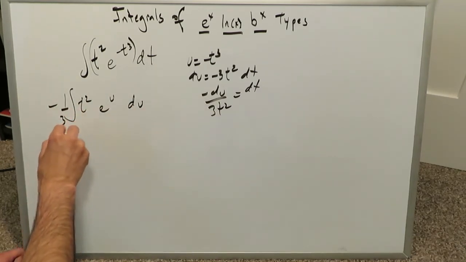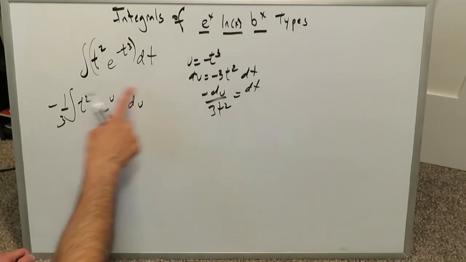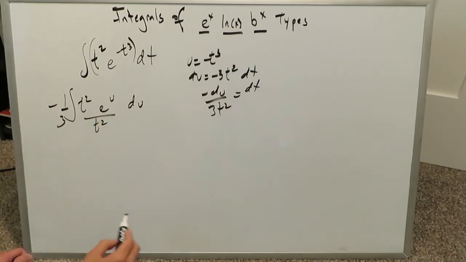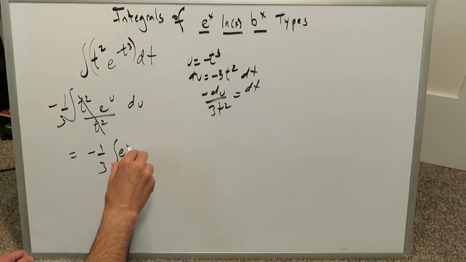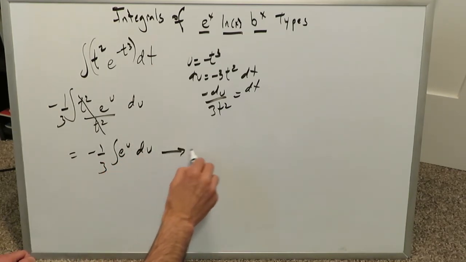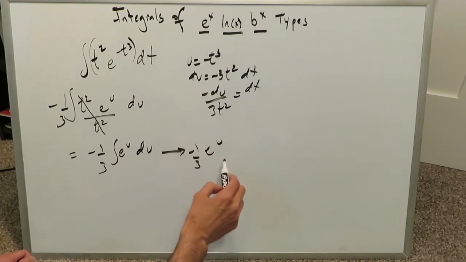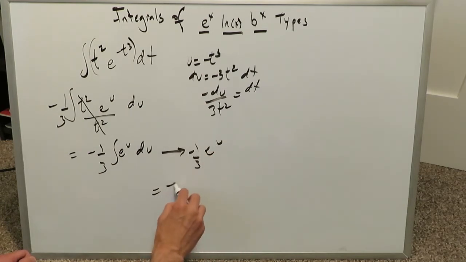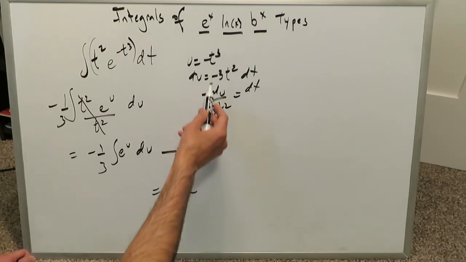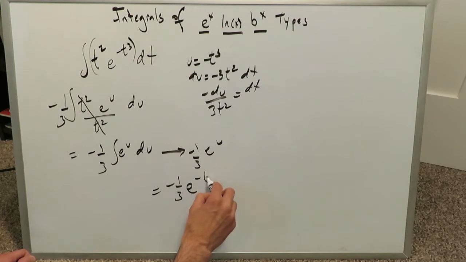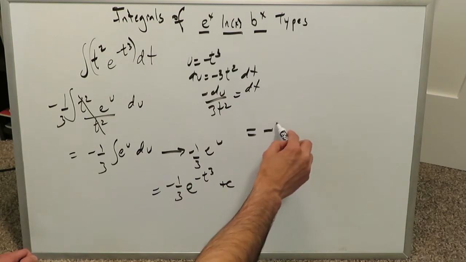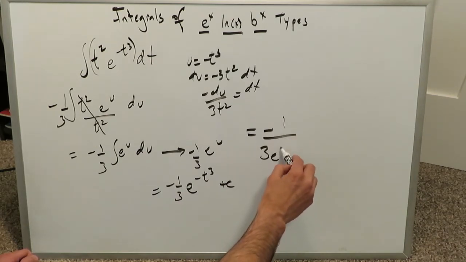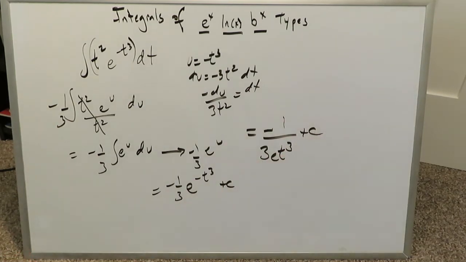I can bring this 1 over 3 out, this minus coming out. Here remaining on the bottom I have a t squared. The t squareds cancel out. This right here is just basic polynomial substitution, but we're looking at different functions now. We have a minus 1 over 3 times the integral of e to the u du. The integral of e to the u is just e to the u. You have a minus 1 over 3 sitting out, and you have to resubstitute back. You'll have minus 1 over 3 e to the u, and u was this minus t cubed, plus c. If you want to be a little more fancy, you can get rid of this negative exponent. We'll have minus 1 over 3 e to the t cubed plus c, and you would be right with that answer.